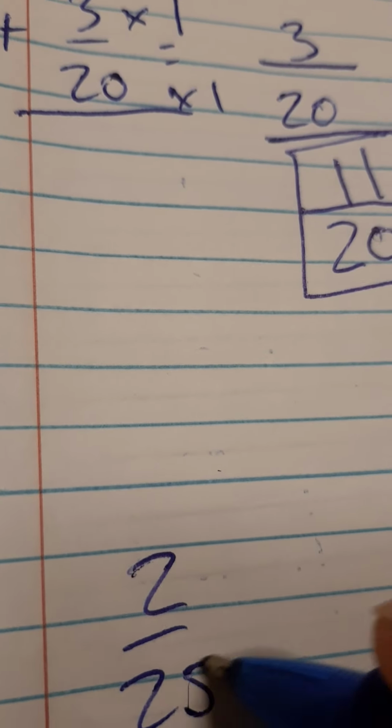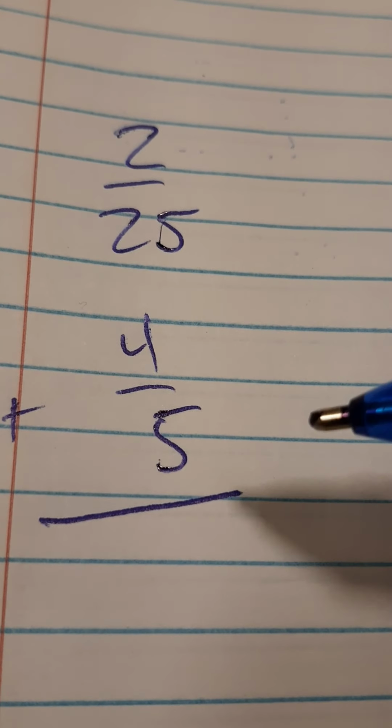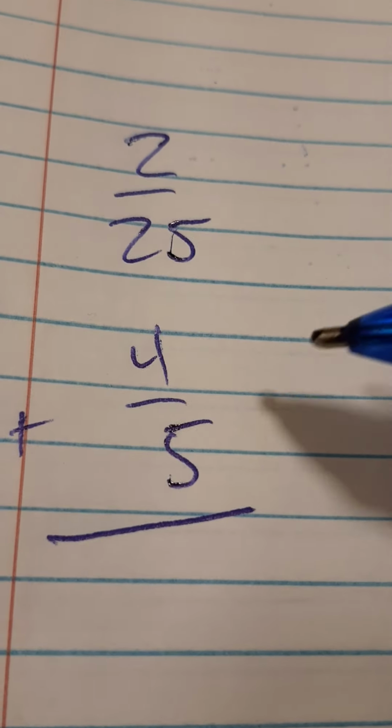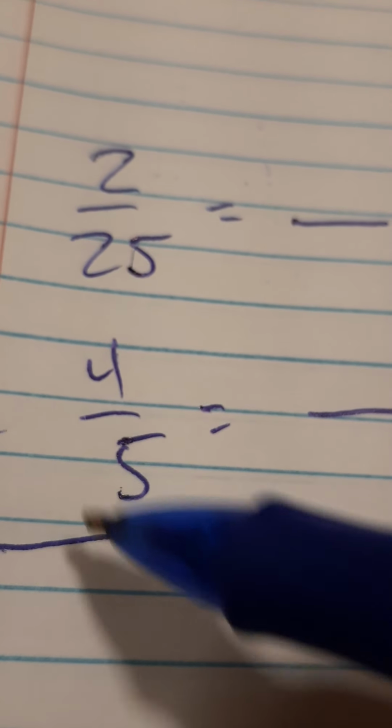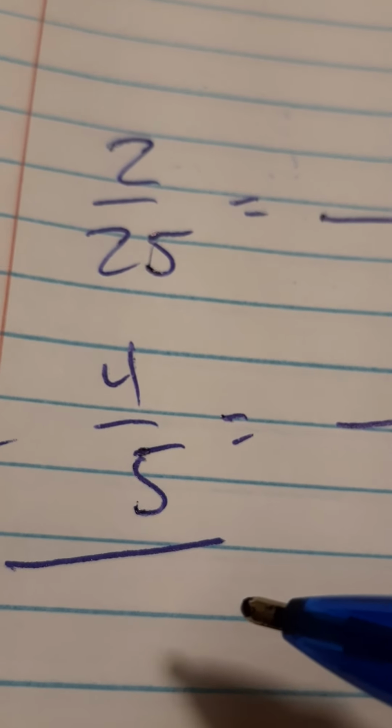2/25 plus 4/5. Once again, we're looking at our denominators. They're not the same, so we can't add them because they're different, right? So we have to make the denominators the same. So let me get my setup ready. 25 is my larger denominator, and 5 is the smaller one. Can 5 go into 25 evenly?